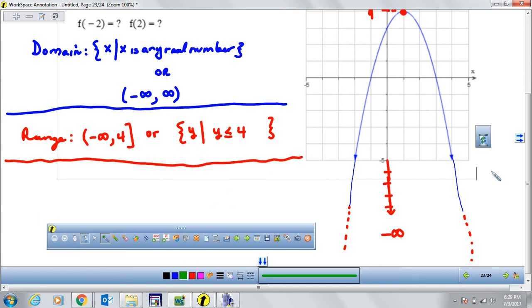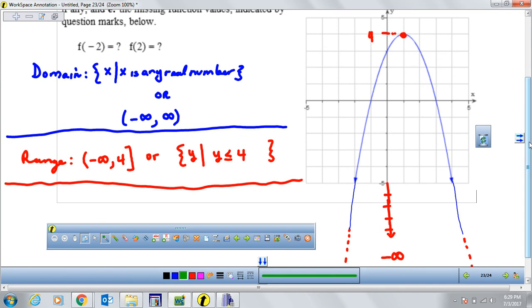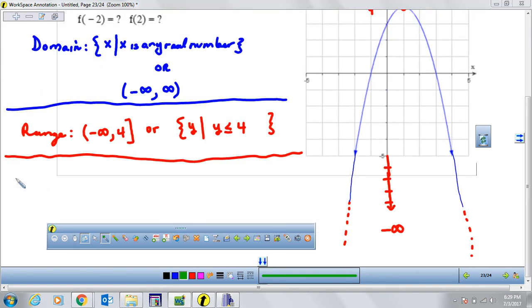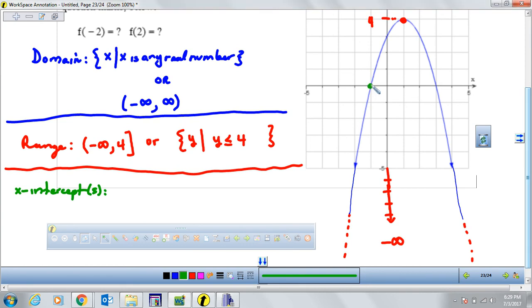Letter C. Now we are going to find the x-intercepts. The x-intercepts refer to the points where the graph crosses the x-axis. So this graph crosses the x-axis at -1 and at +3. So my x-intercepts are x equals -1, comma, and +3.